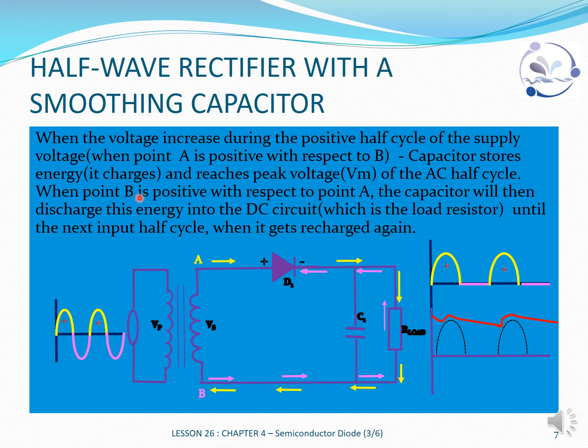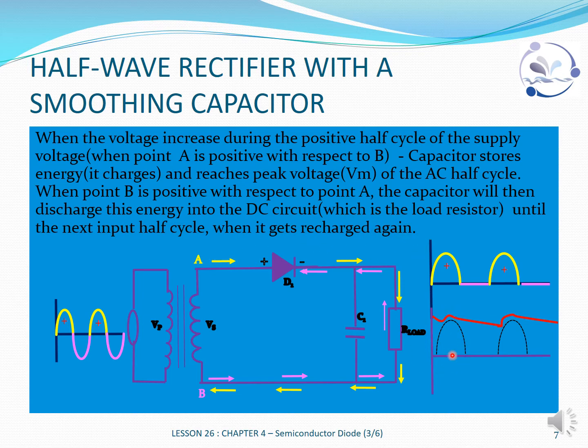When point B is positive with respect to point A, the capacitor will then discharge this energy into the DC circuit, which is the load resistor, until the next input cycle starts again, and then our capacitor gets charged again.